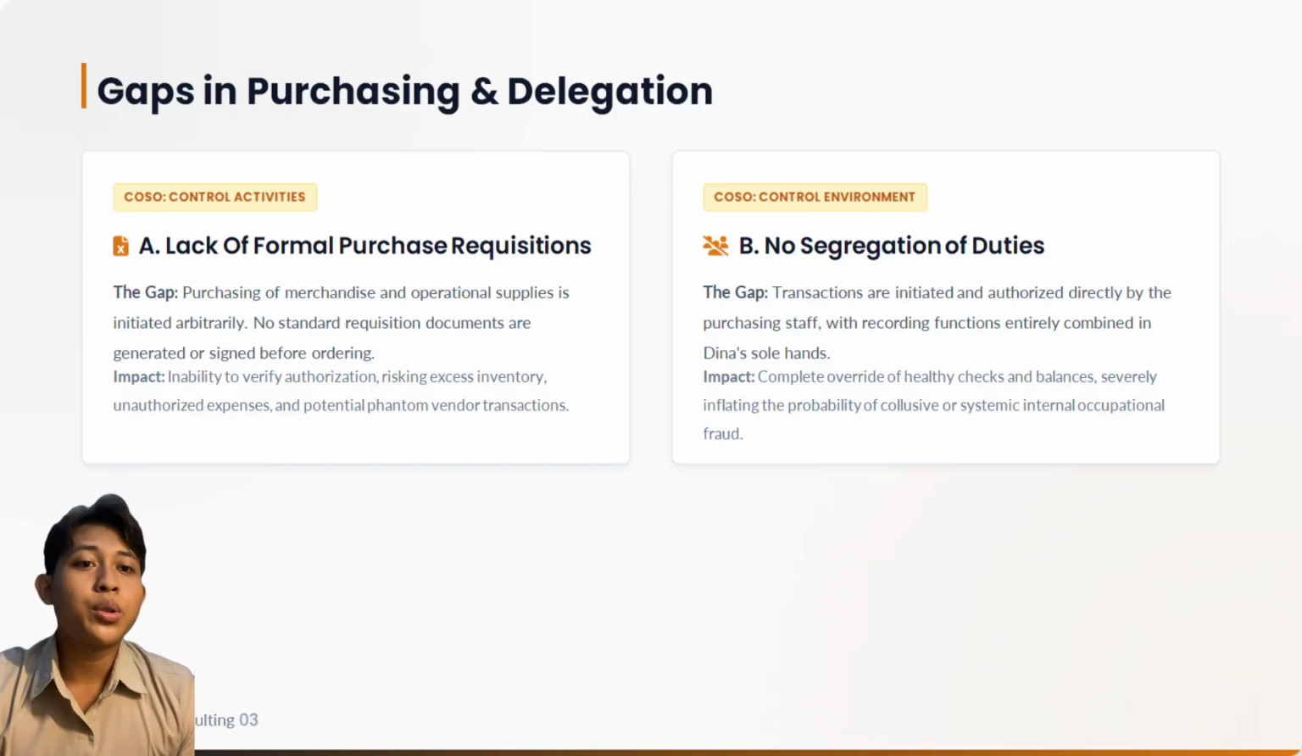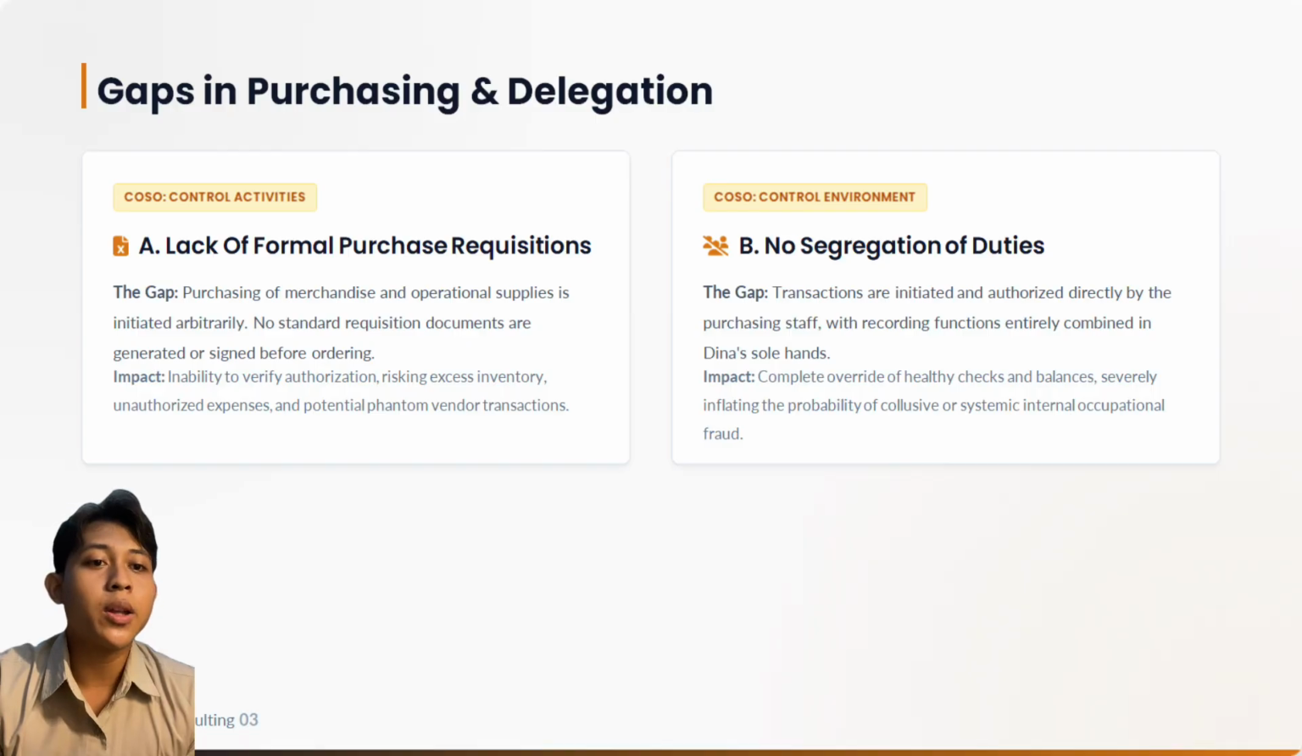Merging of authorization and recording functions by staff member Dina. The daily task sheet shows that a staff member named Dina holds full control over creating purchase orders, as well as recording the accounting entries for this purchasing transaction into the system. This condition is a clear violation of a fundamental accounting principle, segregation of duties.